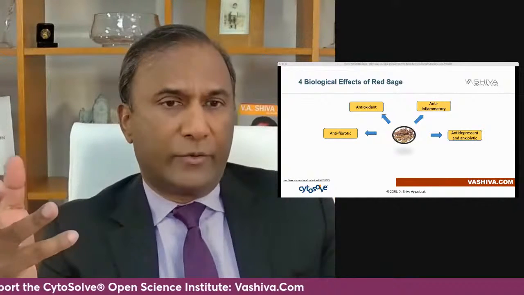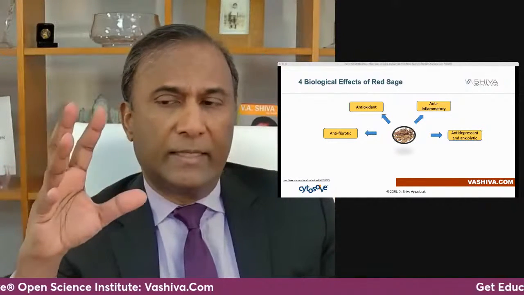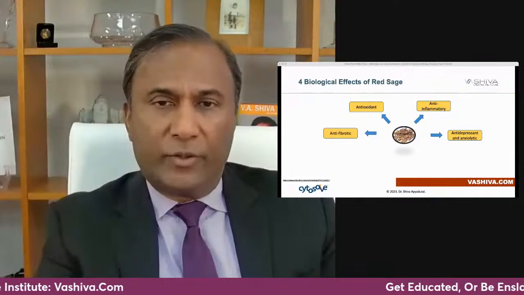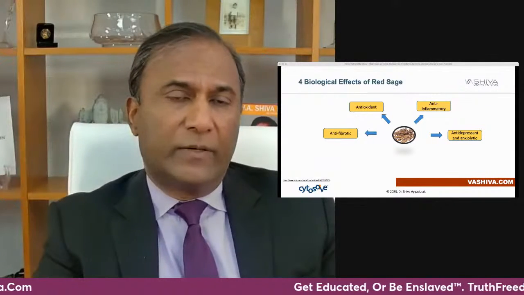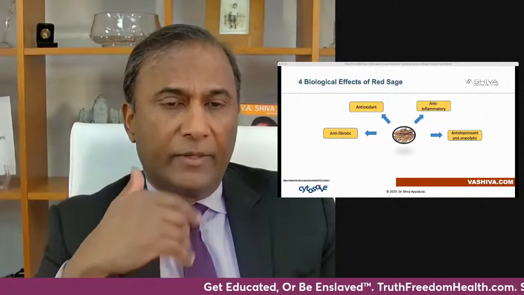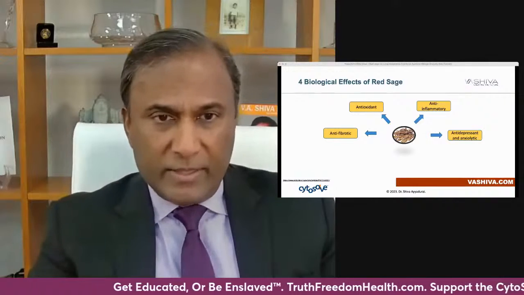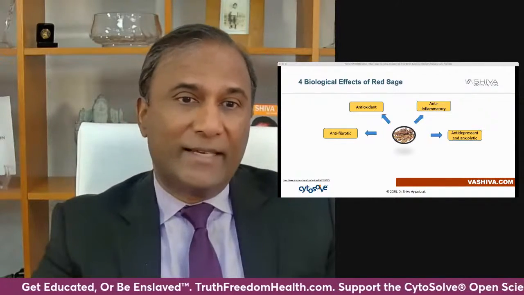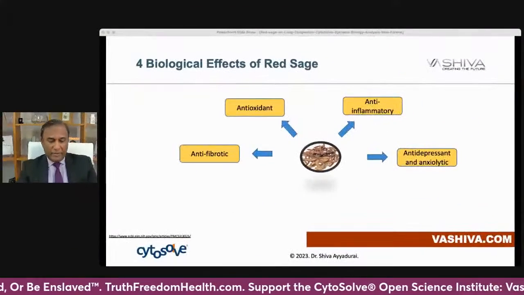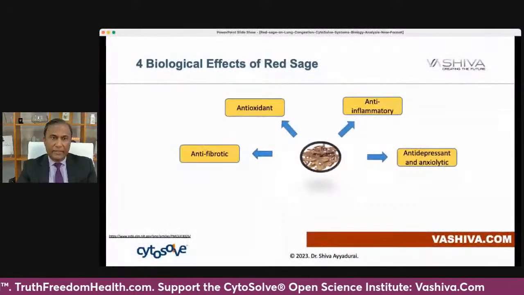She had worked in a factory when we first came to the United States, and the particles in the factory over many, many years had essentially affected her lungs and scarred them, okay? So that's what fibrosis is. So red sage is anti-fibrotic, okay? So let's continue our discussion.